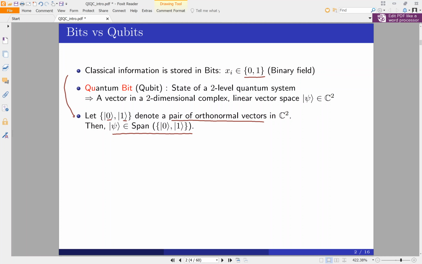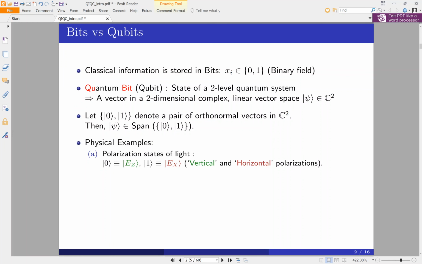Do we know of any physical examples of such two-level quantum systems? Well, yes, we've already seen two physical examples of qubits in this course. The first one being the polarization states of light. Recall that if you have an EM wave propagating in, say, the y direction, then it can exist in one of two polarization states, namely the Z polarization or the X polarization, or of course it can exist in any linear superposition of Z and X.